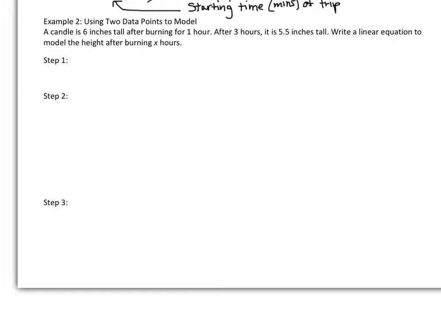Let's see. Write an equation, a linear equation, to model the height after burning X hours. Hey, it just told us what X is going to be. It's going to be the hours. So there's an X, and there's an X. So that must be the height is Y. So there's a Y, and there's a Y. So let's write that down here for our step 1. We're going to have 2 points. First we'll have 1, 6, and then our second point will be 3, 5.5.